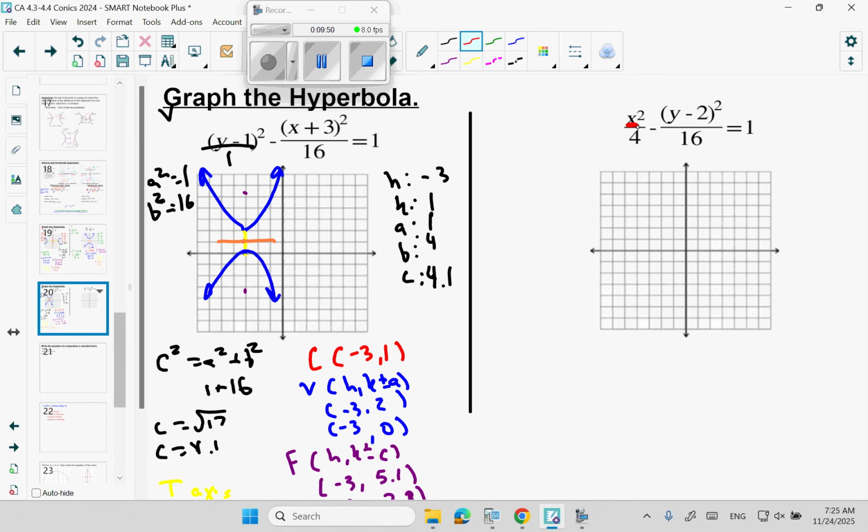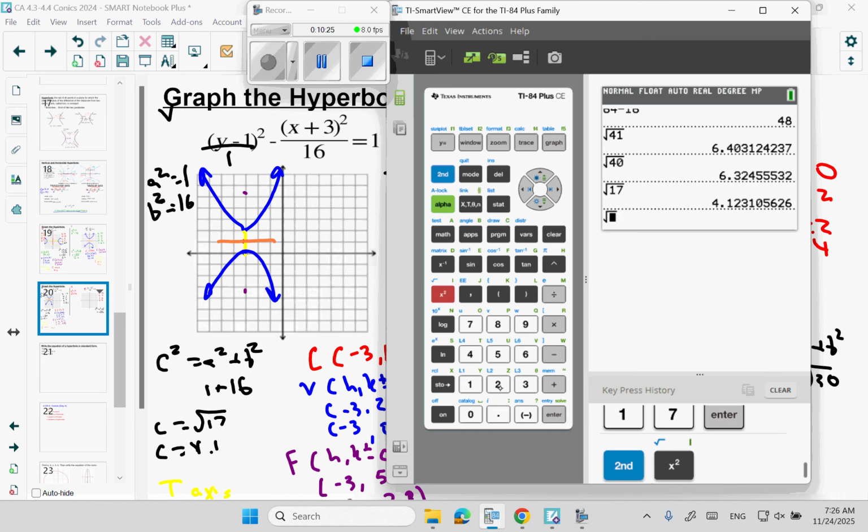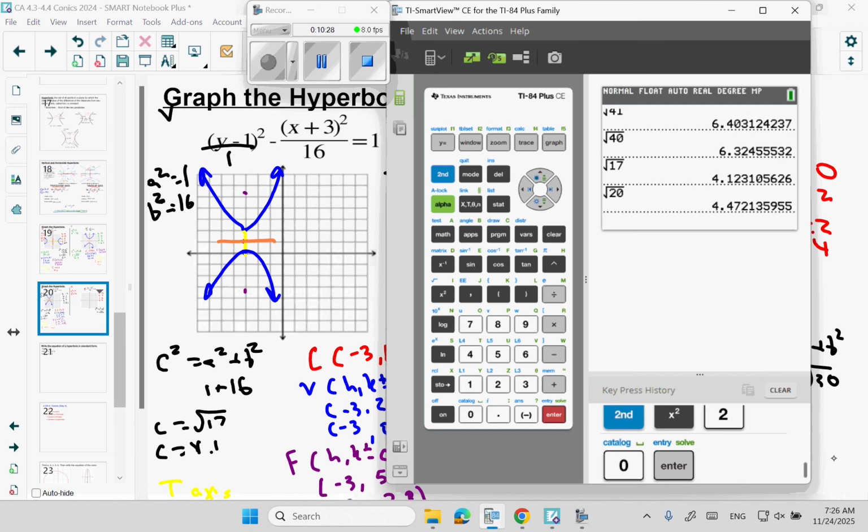Next one, x is first, so this has to be horizontal. H, what am I taking away from x? That'd be 0. Okay, what am I taking away from y? That'd be 2. A squared is 4, so a is 2. B squared is 16, so b is 4. And c squared equals a squared plus b squared. 16 plus 4 is 20, so therefore c equals the square root of 20, or 2 root 5. For the sake of today, we'll say about 4.5.